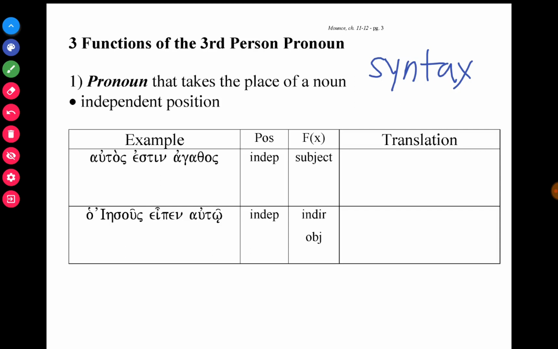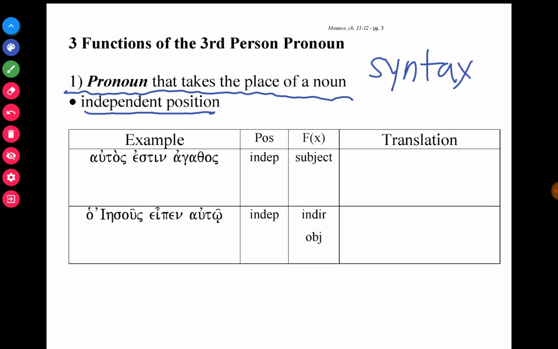syntax for the pronouns. Now, the most familiar use of the pronoun that most resembles English is that when a pronoun takes the place of a noun, no matter where that pronoun is being used, if it's used to replace the noun, it is said to be in what we call the independent position. So we're used to seeing pronouns used this way in this first function.